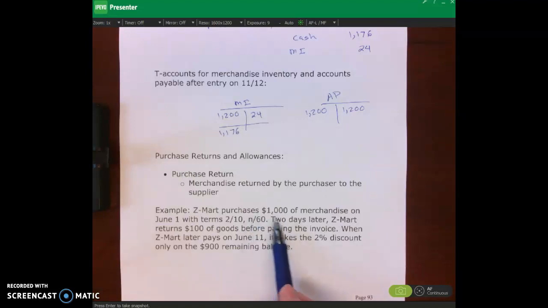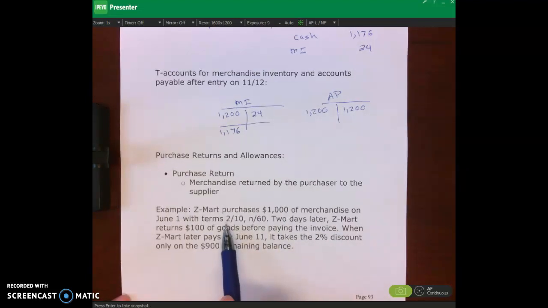So Z-Mart purchases $1,000 of merchandise on June 1st with terms 2/10, n/60. What does this mean? You take a 2% discount if you pay within 10 days. This is the discount period. Otherwise, the full amount is due within 60 days. 2 days later, Z-Mart returns. We're Z-Mart. We return $100 of goods before paying the invoice. When Z-Mart later pays on June 11th, it takes a 2% discount on the remaining $900 balance. Oh, wow. There's a lot going on here.